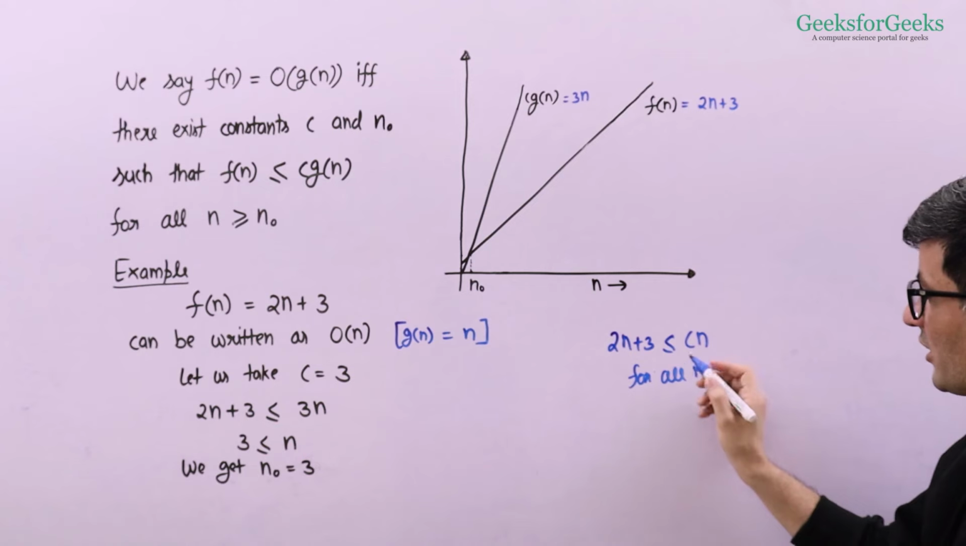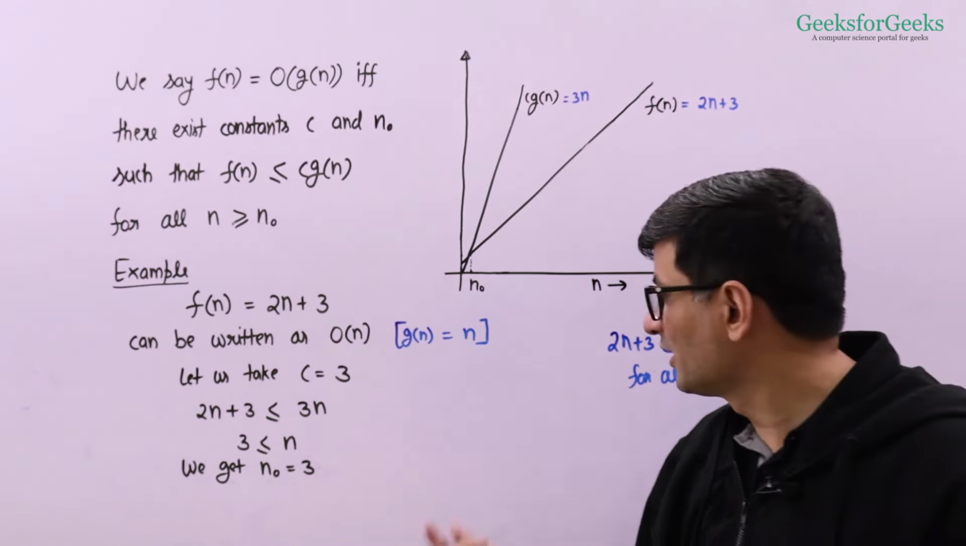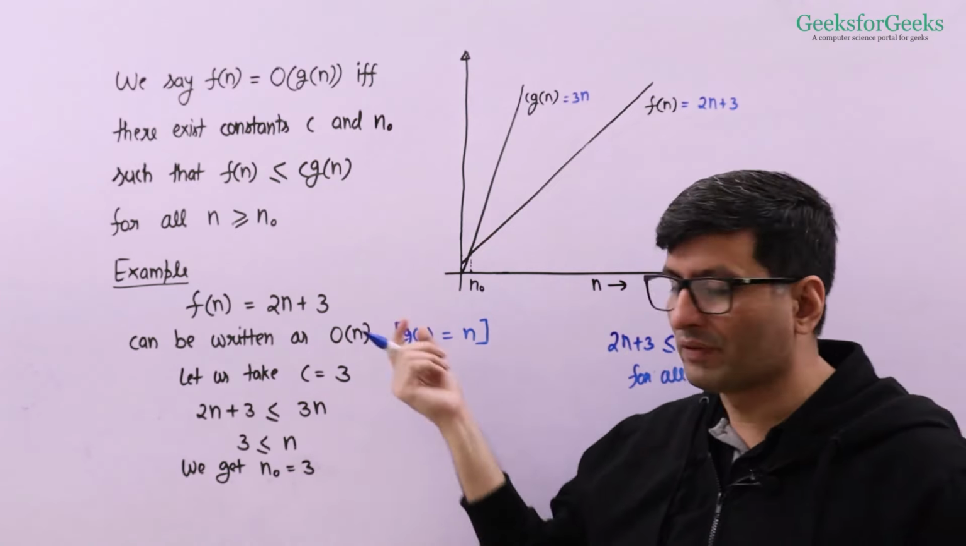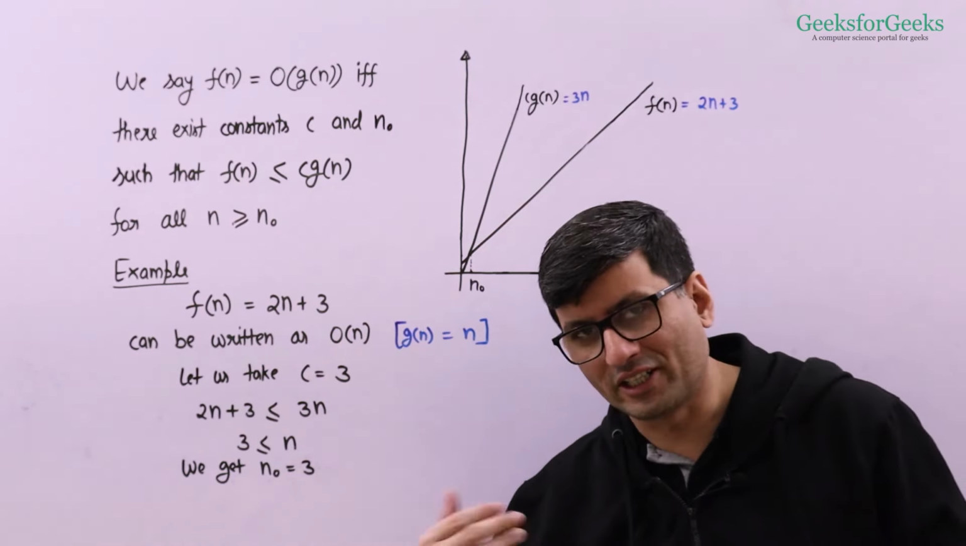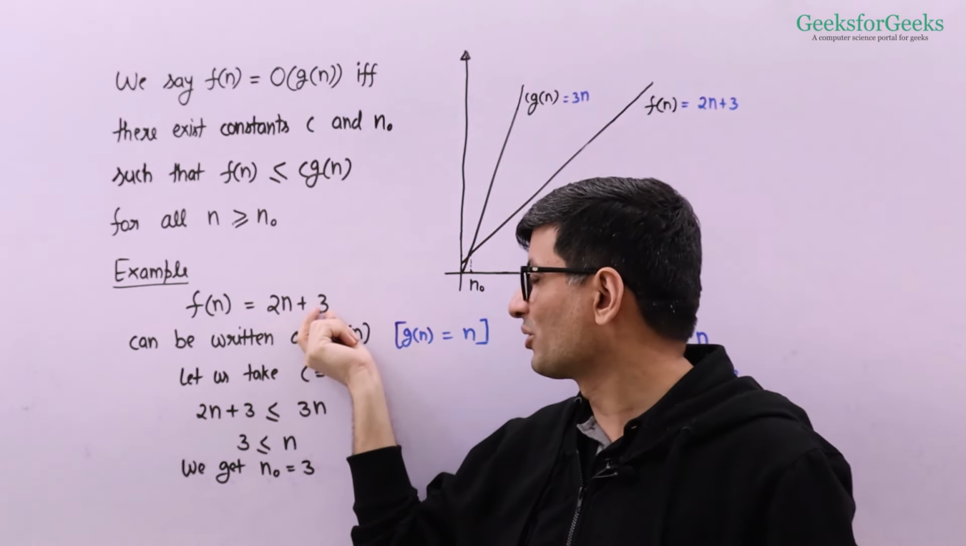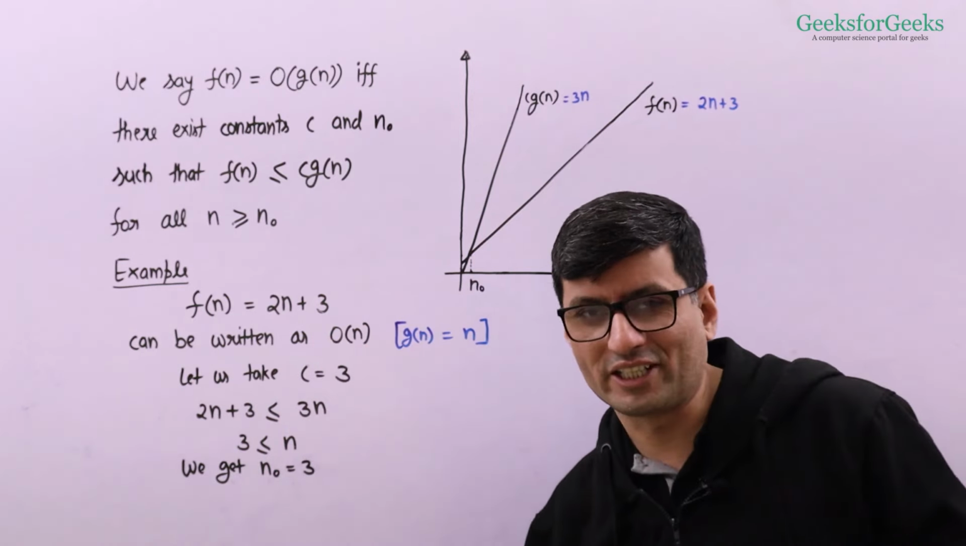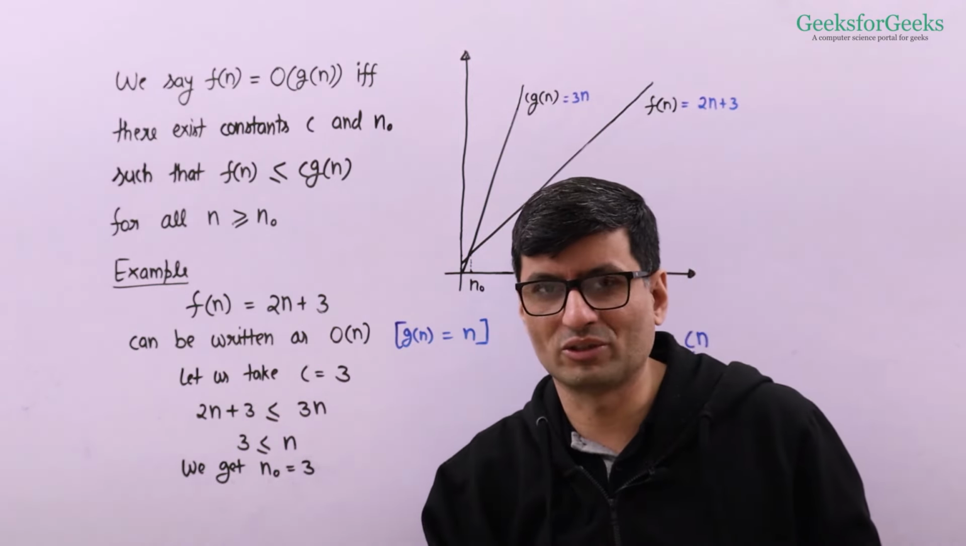We just need to figure out these two values, c and n naught, and we need to show this thing. Then we can say this is equal to big O of n. And we have learned in the direct way that we have this as big O of n, right? We can ignore the lower order terms, we can ignore the leading constant, we can quickly say it's big O of n. Here the intention is just to show you mathematically also, right?